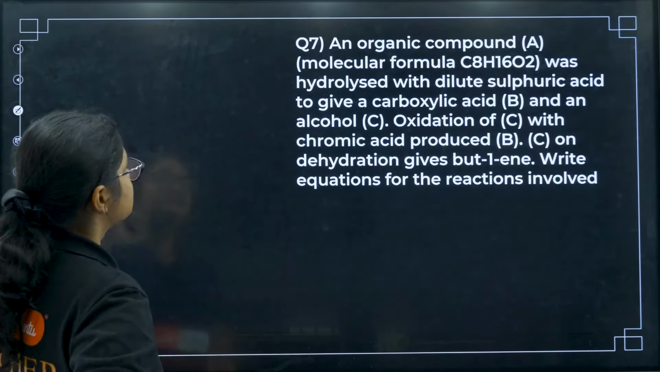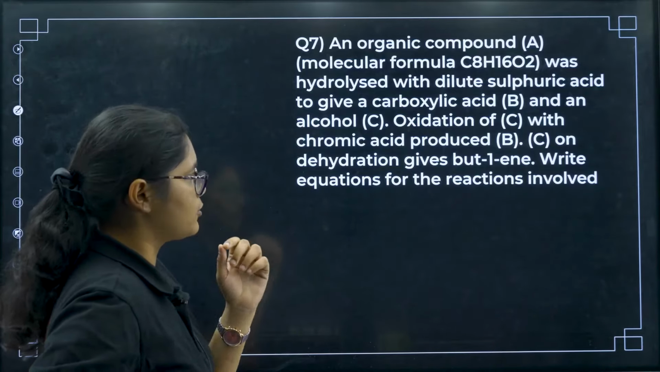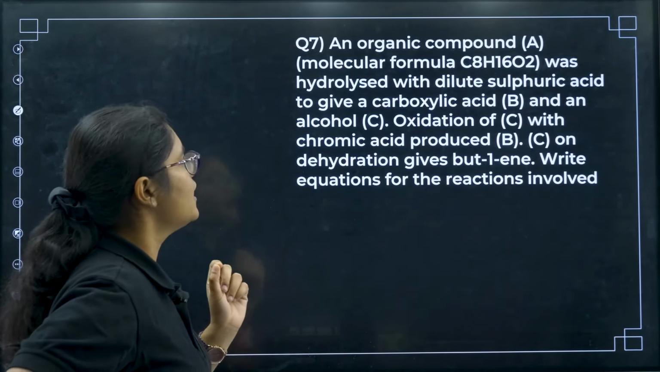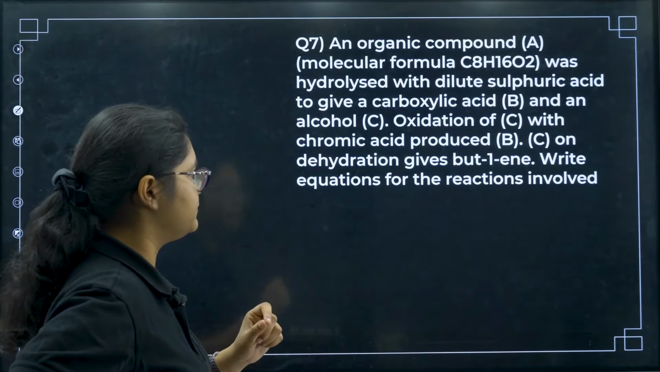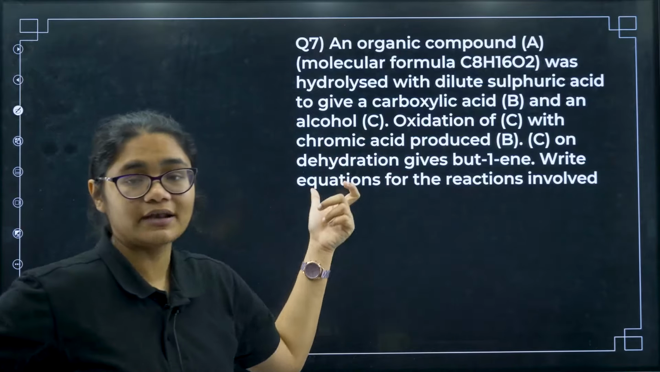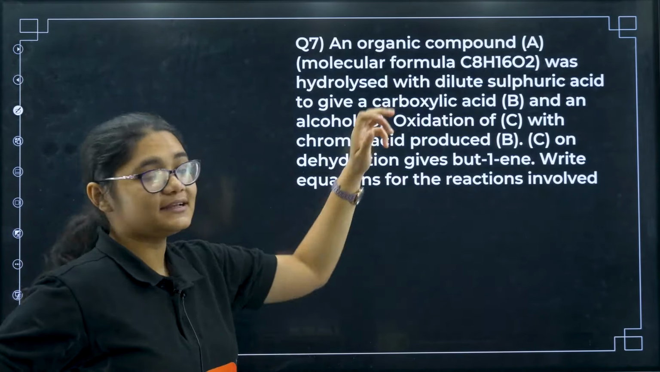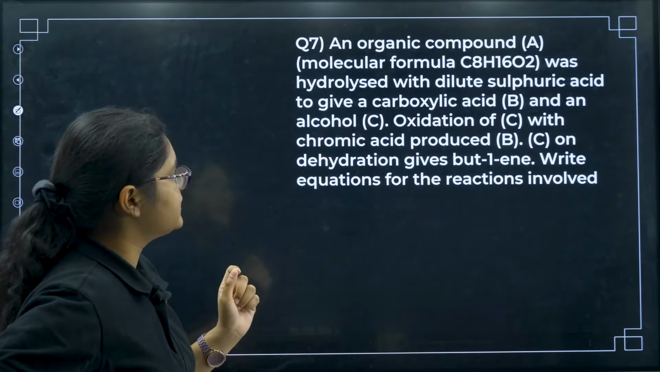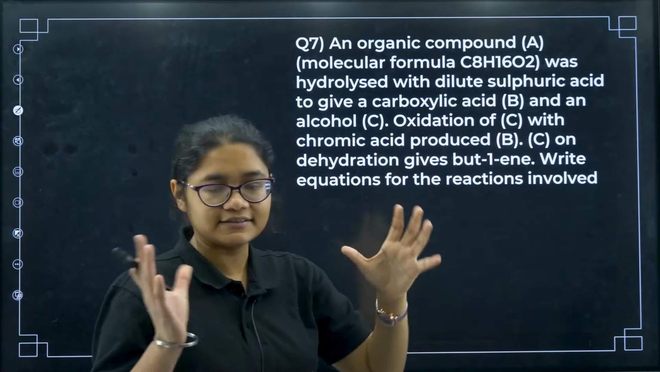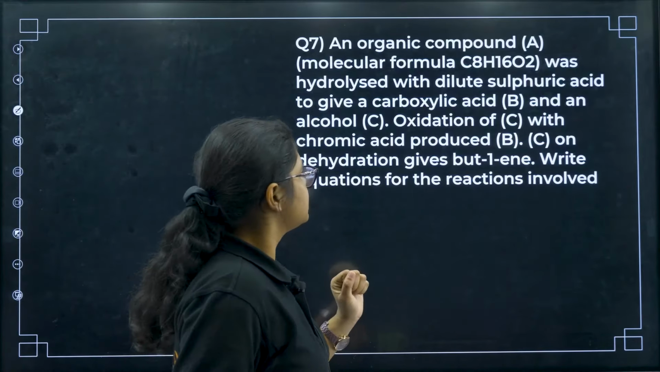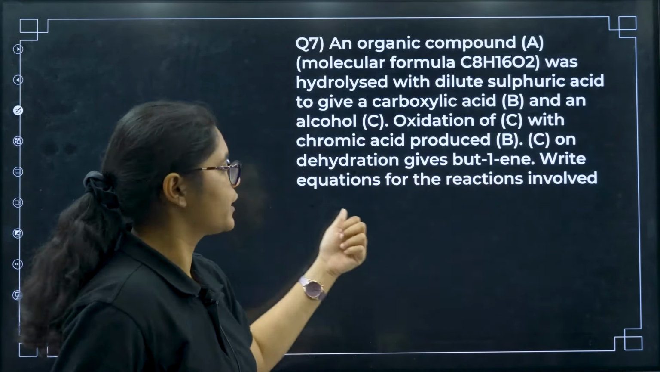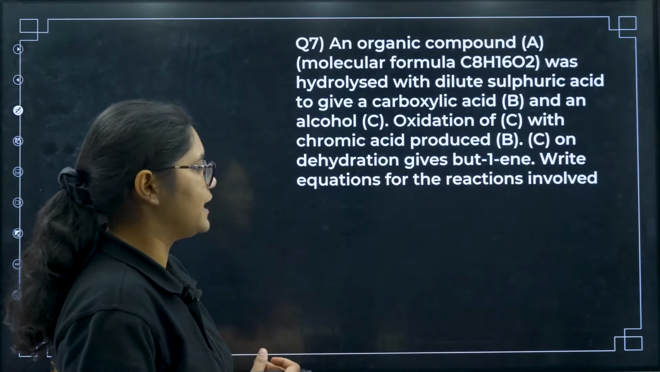Okay, next, an organic compound A with molecular formula C8H16O2 was hydrolyzed with dilute sulfuric acid to give a carboxylic acid B and an alcohol C. So when you are getting B and C, one carboxylic acid and one alcohol, you can easily guess that A is an ester. Next, oxidation of C with chromic acid produced B. That means B and C will have the same number of carbons. C, which is an alcohol, on dehydration gives but-1-ene. So write the equations for the reactions involved.